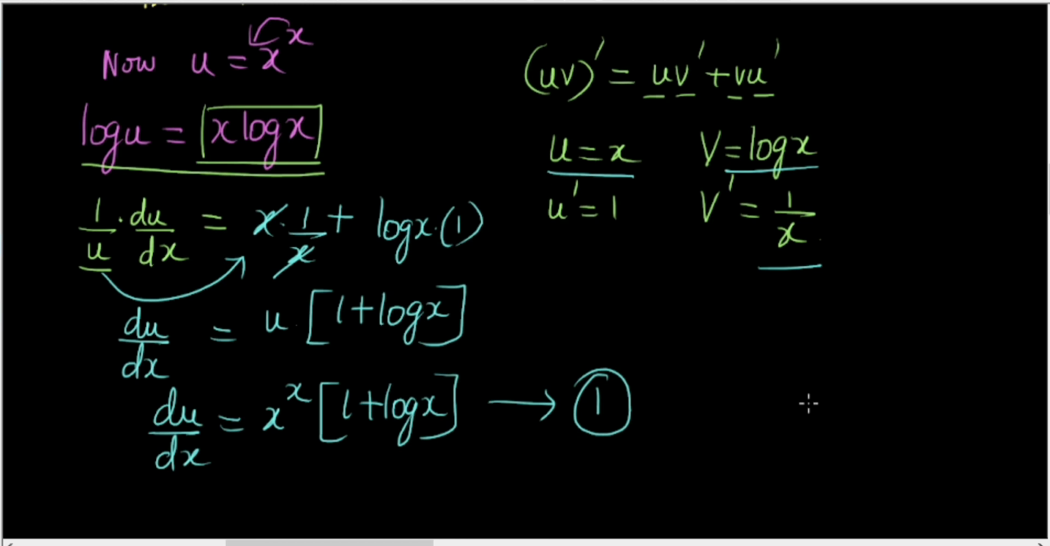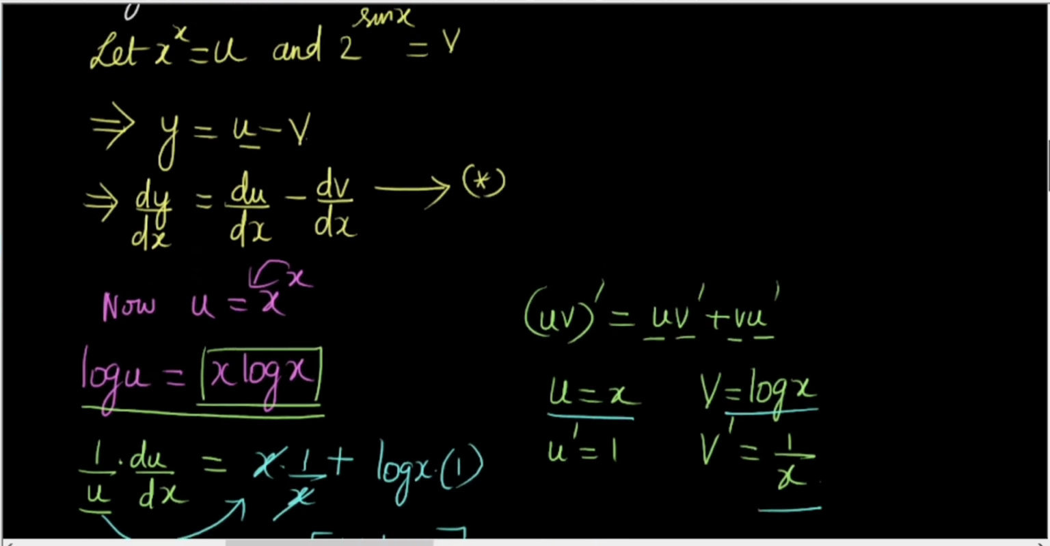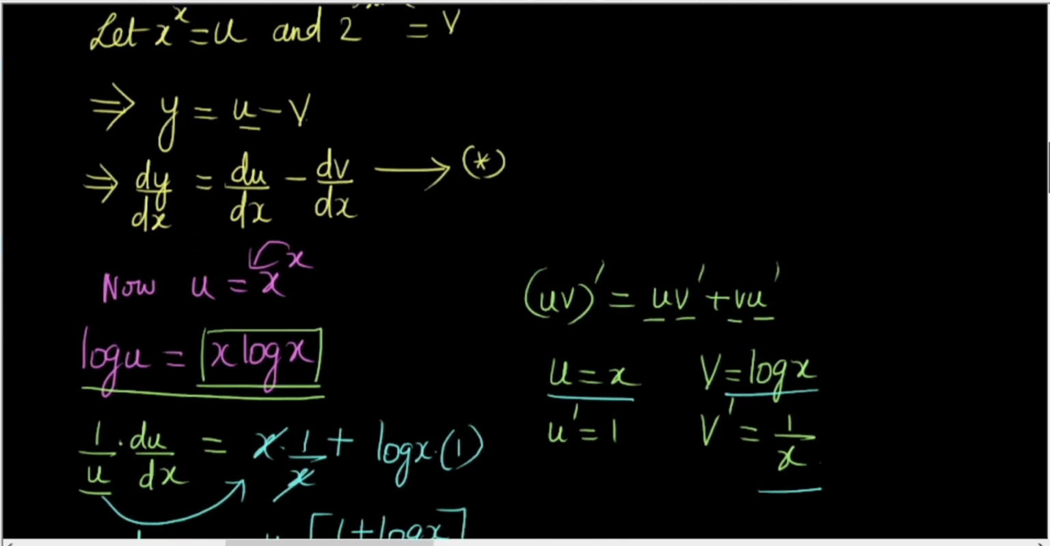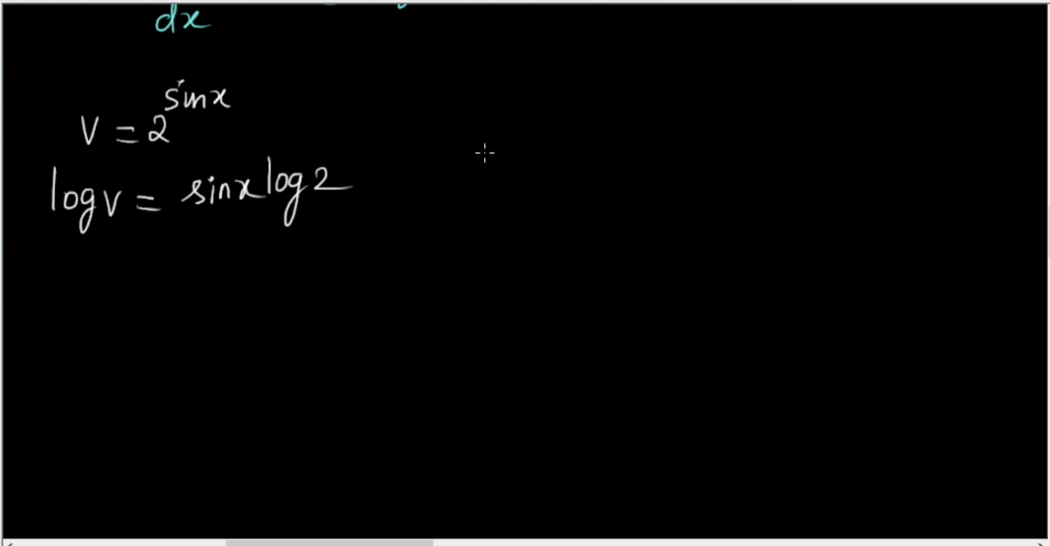So now next would be our v. Here we have considered our v to be 2 power sin x, so that we are going to write down now. So v is the given function, which is 2 power sin x. Here we are going to take log on both the sides, log v, and of course sin x comes in front. So this gives us log 2 as usual.